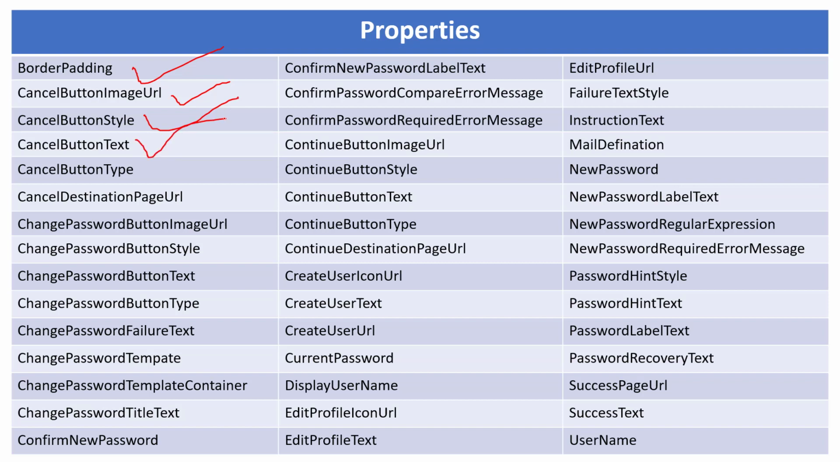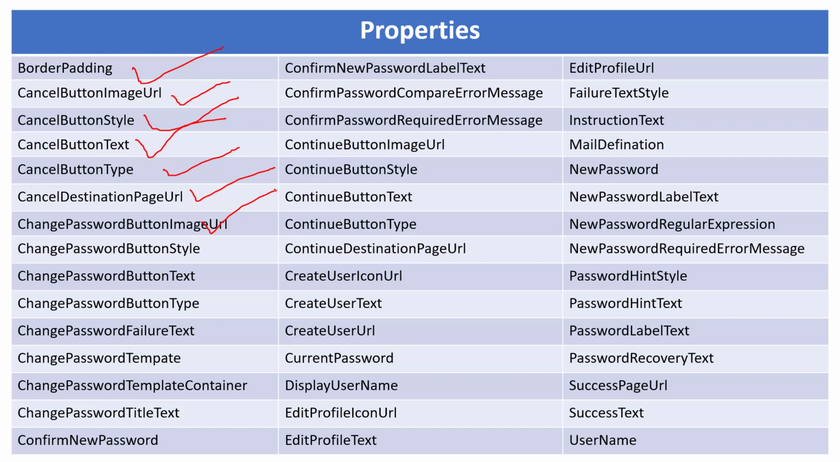Next is CancelButtonText. It is used to set or retrieve the text displayed on the cancel button. Next is CancelButtonType. It is used to set or retrieve the type of the button to use for the cancel button when customizing the change password control. Next is CancelDestinationPageUrl. It retrieves or specifies the URL of the page that the user is shown after clicking the cancel button in the change password control.